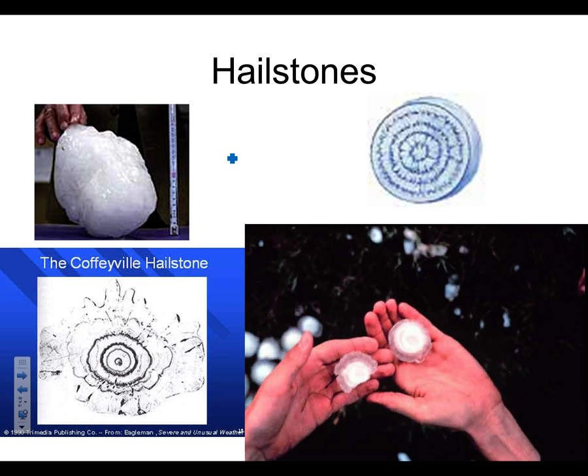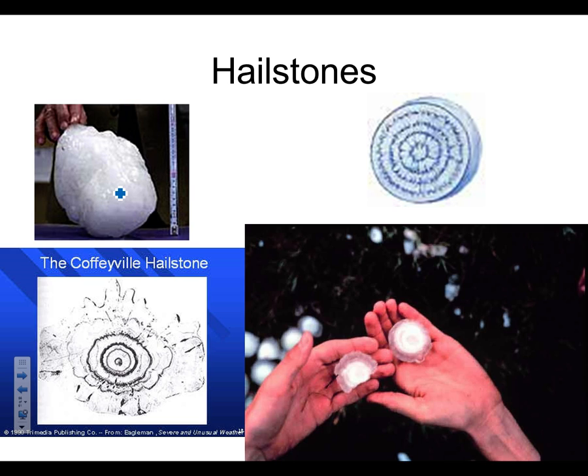Some of the sizes of hailstones are pretty amazing. This was one of the biggest ones in the U.S. The Coffeyville Hailstone is somewhere near 7 inches diameter. This is a really big one. This fell in China a few years ago. It was about 8.5 inches in diameter, almost 2 pounds. Okay, so almost 2 pounds, just under.